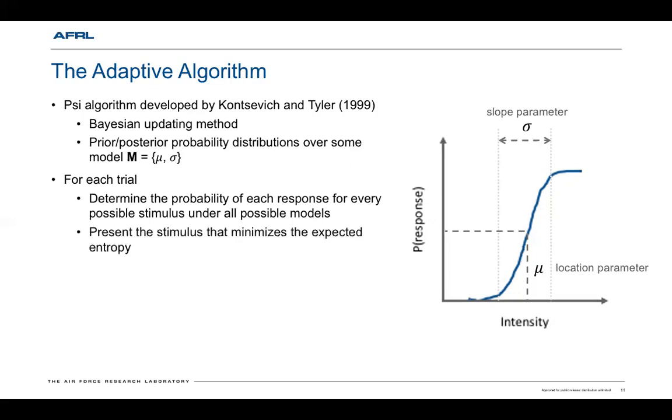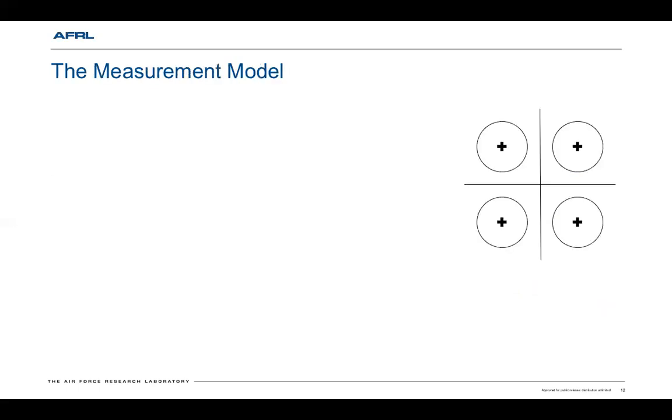It then presents the stimulus that will be most informative in terms of expected entropy, and updates the posterior distribution based on the response that was made. At the end, we estimate the measurement model's parameters from the posterior. In order to use psi for our purposes, we need to use a measurement model that is more in line with the GRT model. Recall that each stimulus produces a multivariate normal distribution in perceptual space, as shown at the right.